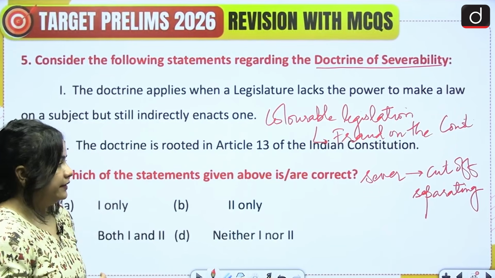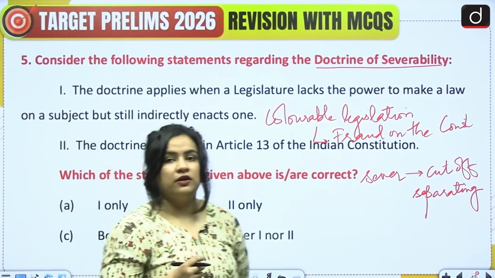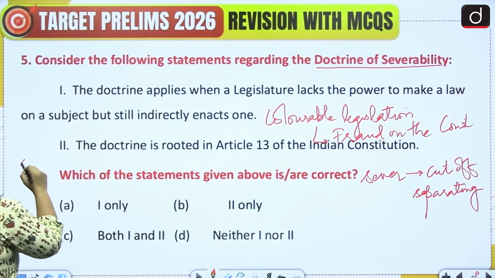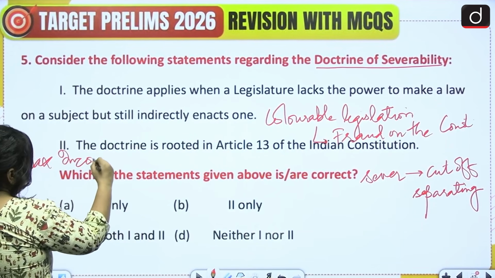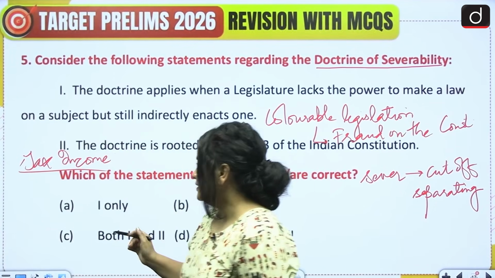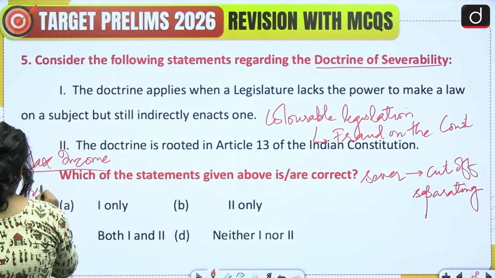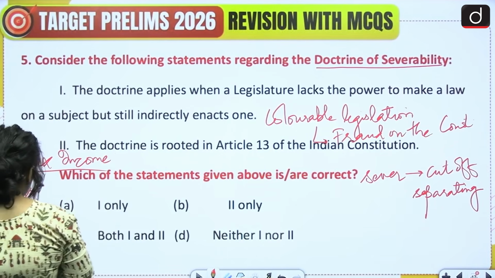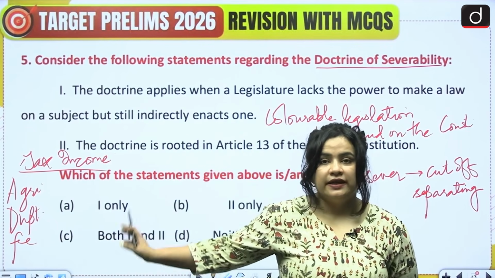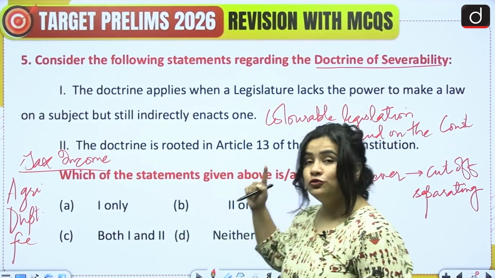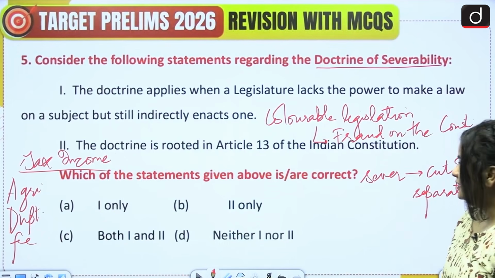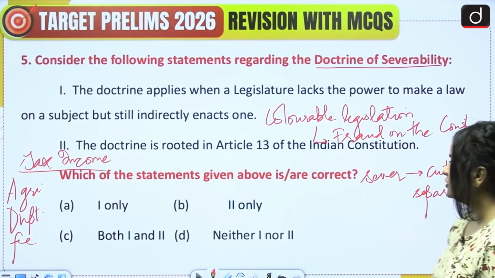Let's say the state legislature cannot frame a law on taxing income, because that is a union subject. So what does it do? For the farmers, it comes up with an agriculture development fee, which is basically an income tax disguised as a fee. So this is the doctrine of colorable legislation in action. What you cannot do directly, you are doing indirectly. With this, we understand two important doctrines.